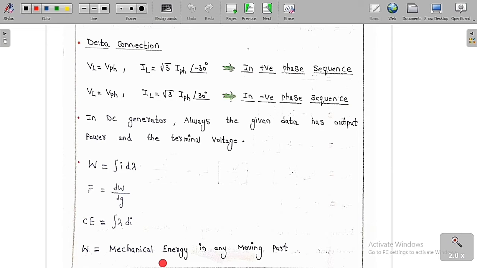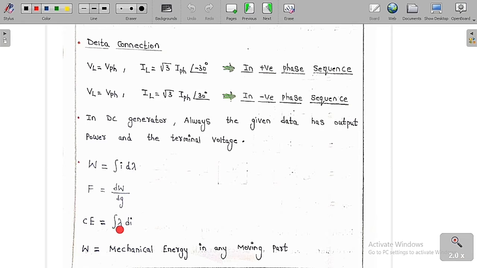So W is called the mechanical energy in any moving part, lambda is the flux linkage, G is the air gap, F is the mechanical force in any moving part, and C is the co-energy. Therefore W is equal to integration of I into d lambda, co-energy is equal to integration of lambda into di, and F is equal to dW by dg. These are important formulas that you always have to remember.